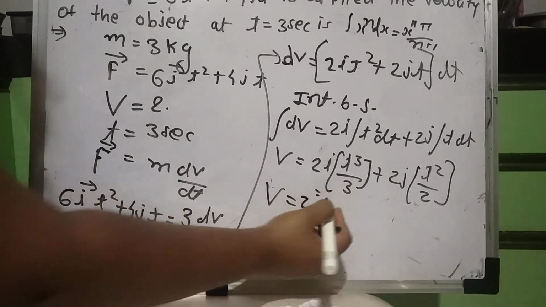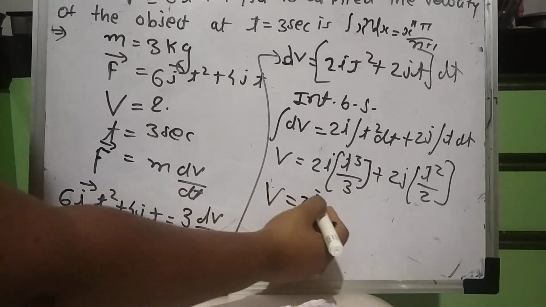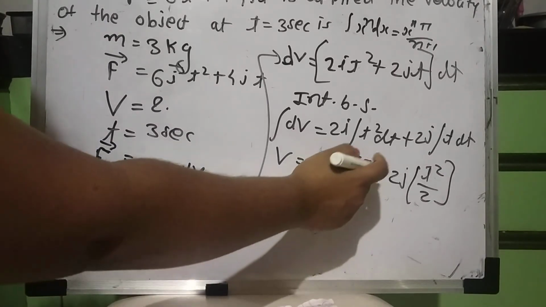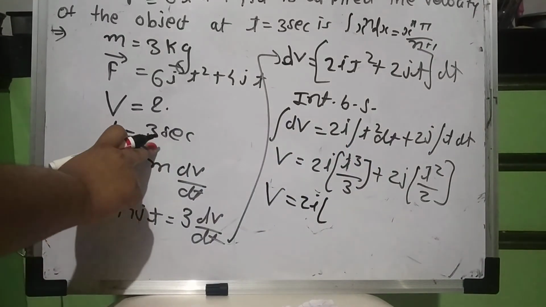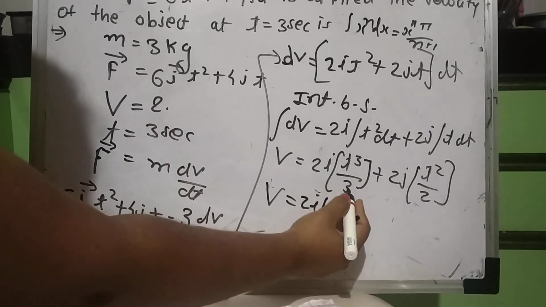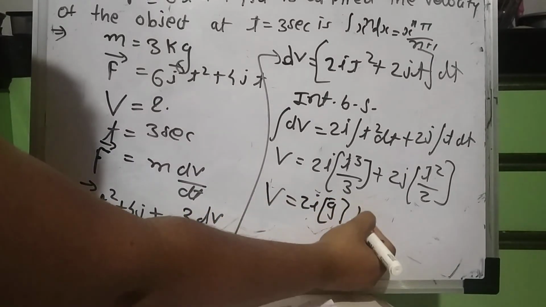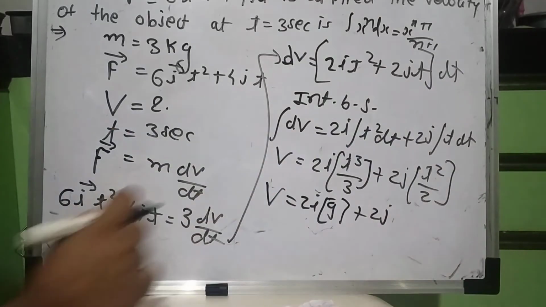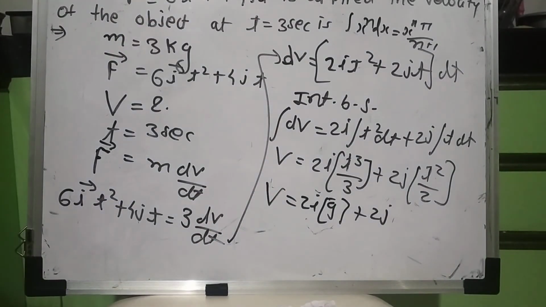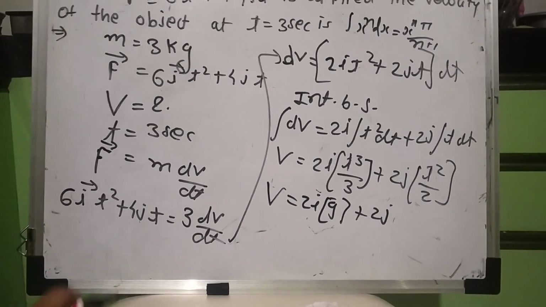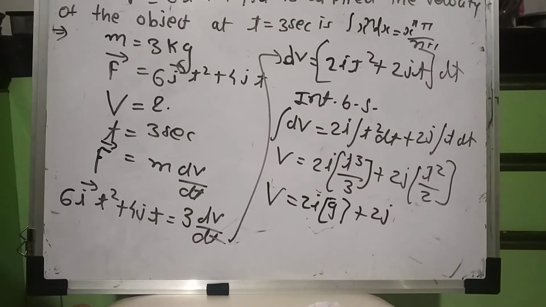Therefore 2i, t cube, given it is 3. 3 cube is 27, 27 by 3 is 9. Plus 2j, t square is 9, 9 divided by 2.